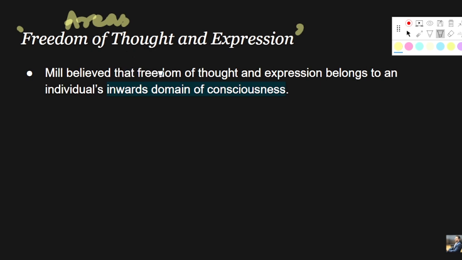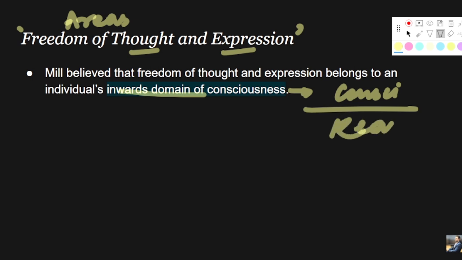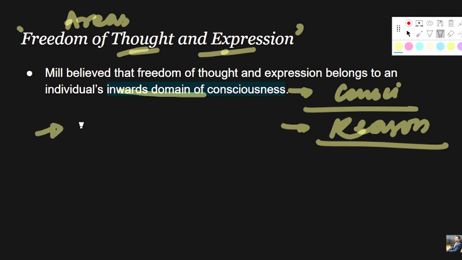Mill believed that freedom of thought and expression belongs to the individual's inward domain of consciousness. Why? Because thoughts and expression are the product of one's consciousness, the product of our reason. If our liberty of thought and expression is hindered or limited, then there is a higher likelihood that we will not be able to reach the full development of reason. This is the freedom Mill is talking about when it comes to liberty of thought and expression.